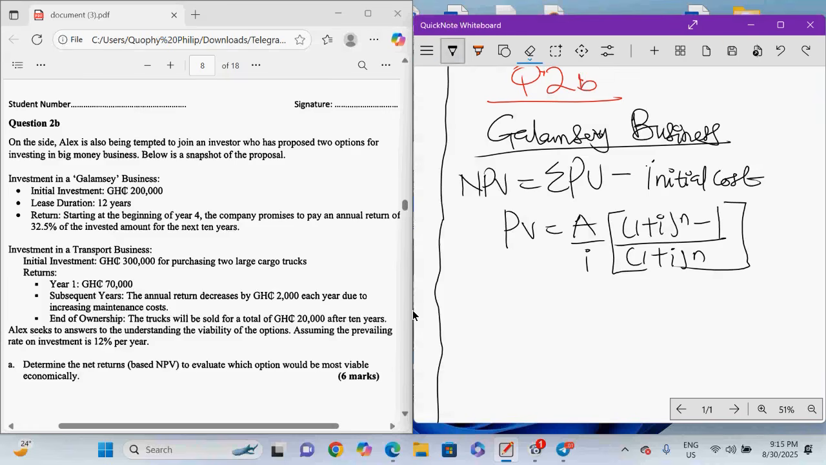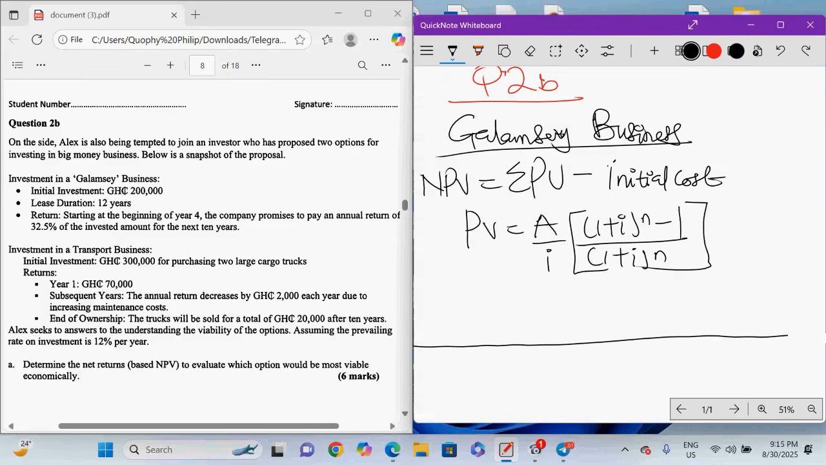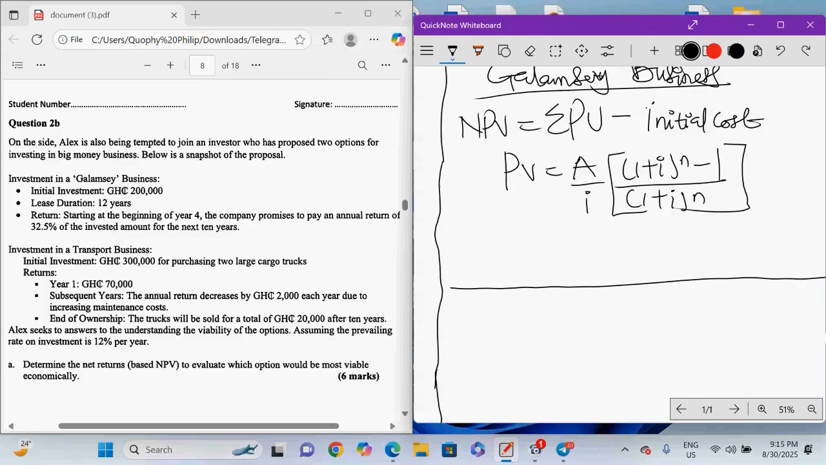So it was not stated, but you should know that you have to draw a cash flow diagram. All right, so you are going to draw a cash flow diagram. Here we have period 0, period 1, period 2. How many years? They said the lease duration is what? 12 years. So from year 0 to 12.